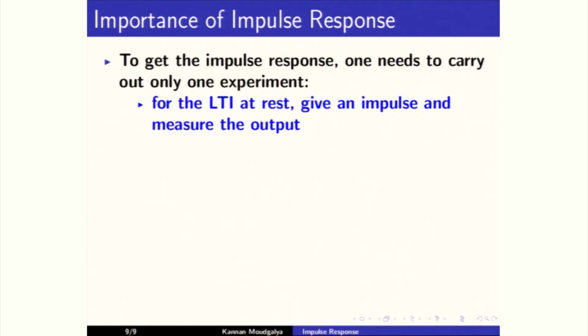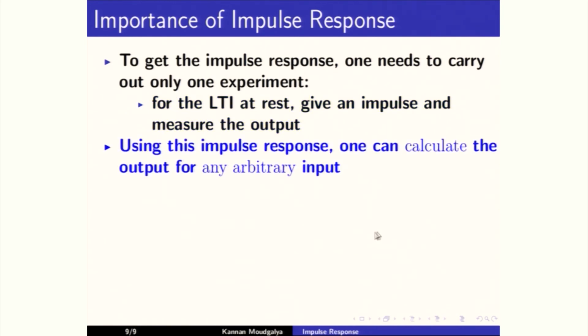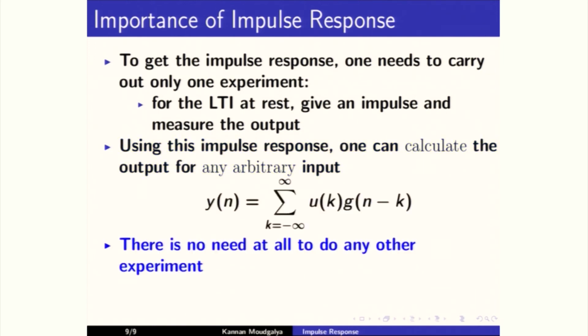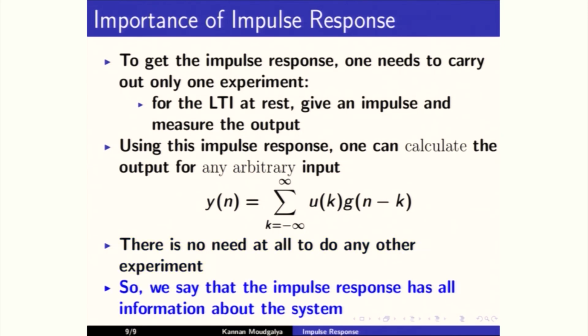So you have all those g's available to you, then you do not do the experiment, you calculate the output for any arbitrary input using this formula. There is no need at all to do any other experiment. So we say that the impulse response has all information about the system. This brings us to the end of this presentation. It is an important concept, impulse response. I urge you to go through this and understand the topic presented in this presentation.